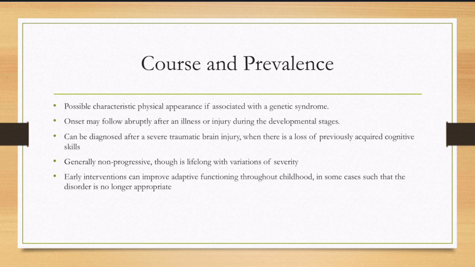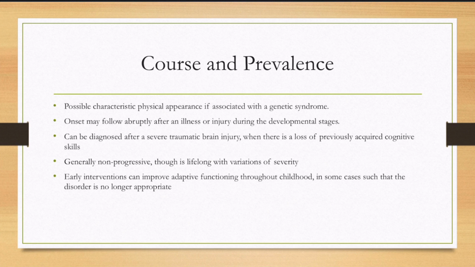This diagnosis is generally non-progressive. It's a lifelong diagnosis. However, with early intervention, it has been found that it can improve adaptive functioning throughout childhood if a child is provided with the appropriate treatment. And in some cases, they could lose the diagnosis. But in addition to that, some other things to point out are that the onset may actually follow abruptly after an illness or an injury during developmental stages.